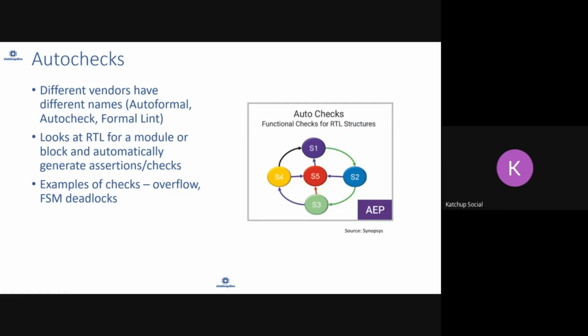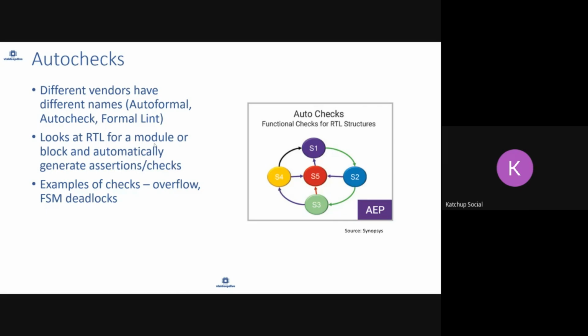So let me talk about some of the apps which exist in formal verification. The image source for these is from Synopsys, but there are multiple tools which support these apps. For one example, there are auto checks. Different vendors have different names for these kinds of checks. Basically, it looks at the RTL or a module and automatically generates assertions or checks for that particular design.